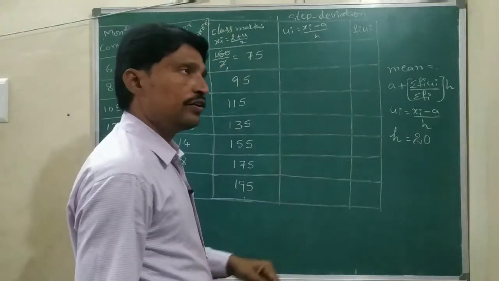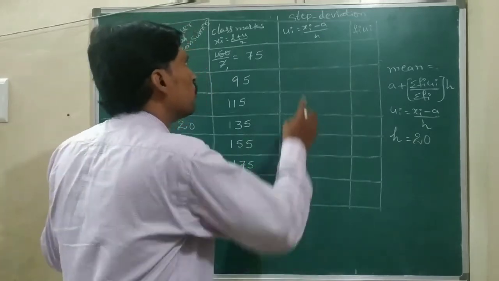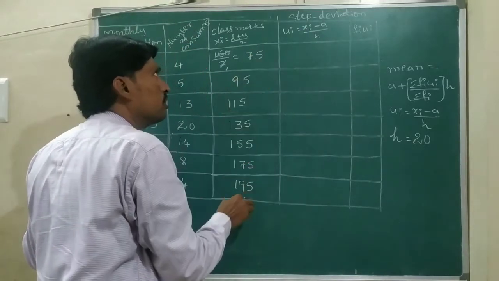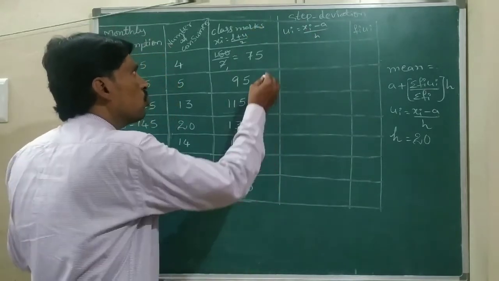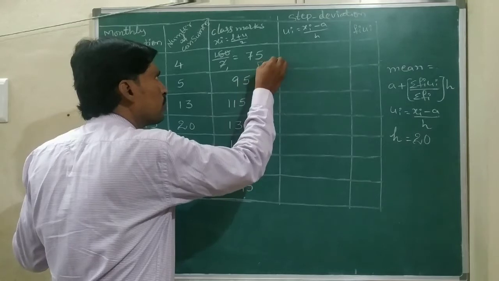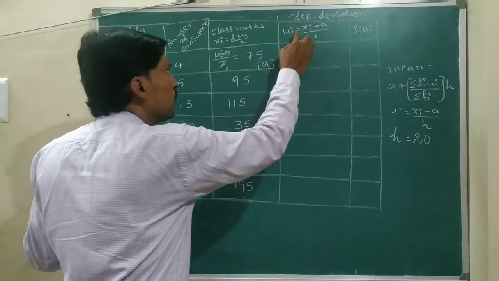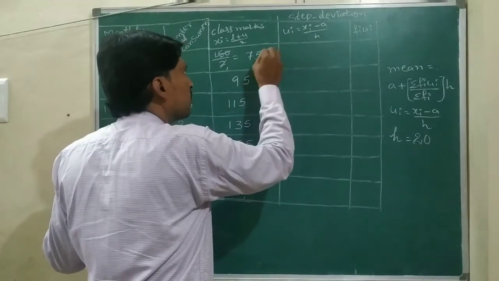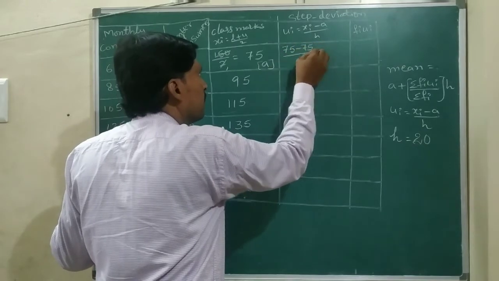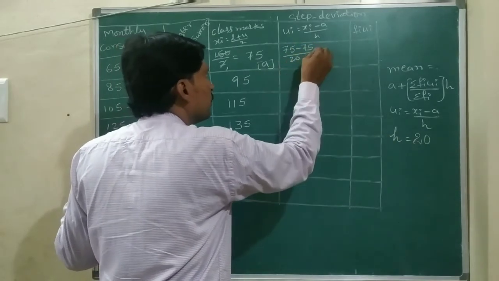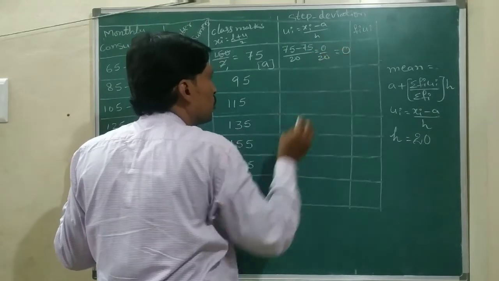Now we need to find Ui. Ui equals Xi minus A by H. Xi means the class marks. A means in the class marks we can assume one value, so I am assuming the first class mark as A. Now we find the Ui's. Ui equals Xi minus A by H. For the first, 75 minus 75 by H. The H value is 20. 75 minus 75 is 0, and 0 by 20 is 0.